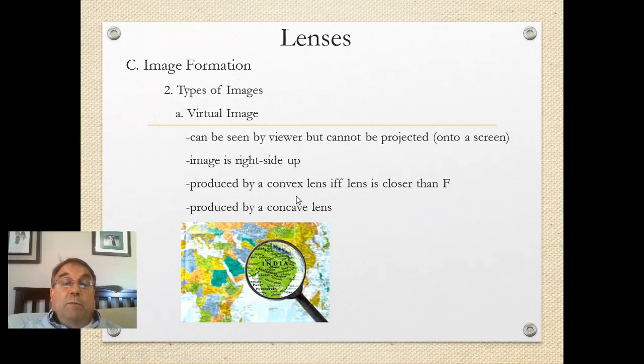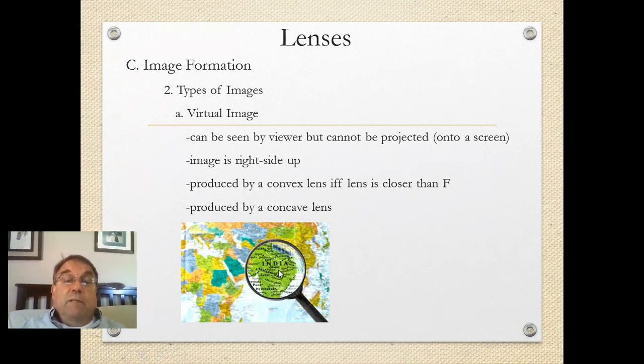Now, there's two ways of producing virtual images. One is with a magnifying glass. So when you use a magnifying glass as a magnifying glass, then you see an enlarged virtual image. Now, this is not a typo. It's produced by a convex lens if and only if, that's what IFF stands for, if and only if the lens is closer than f. When you use a convex lens in other ways, like in our eyeball, it's a real image.